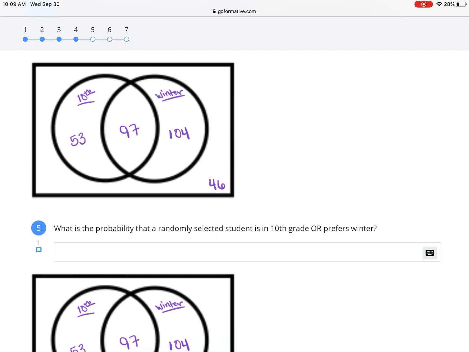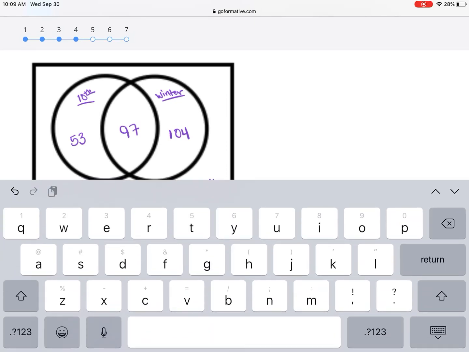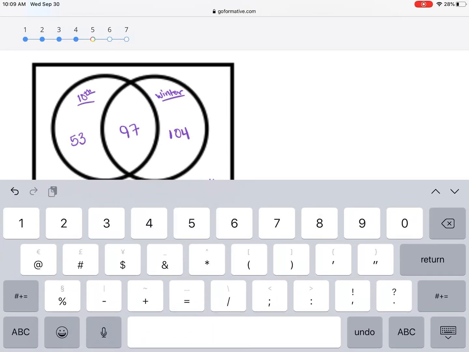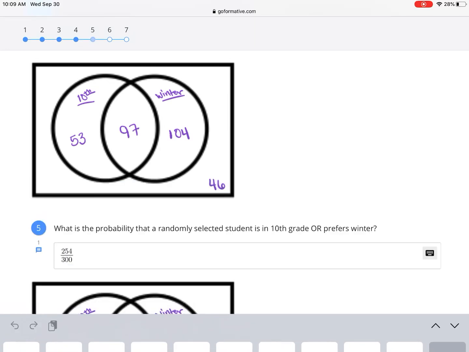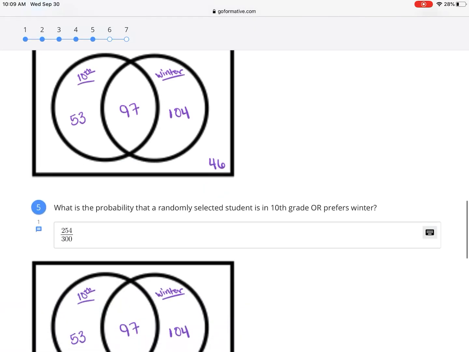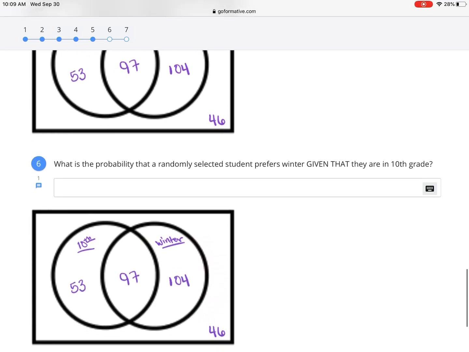That is going to be 10th grade or winter. Sorry, I'm just looking at my answer key here. Something's not matching up. No, it is. It would be 254 out of 300. And we'll talk more about the OR kind in class, okay, since there was a little bit of confusion on that.